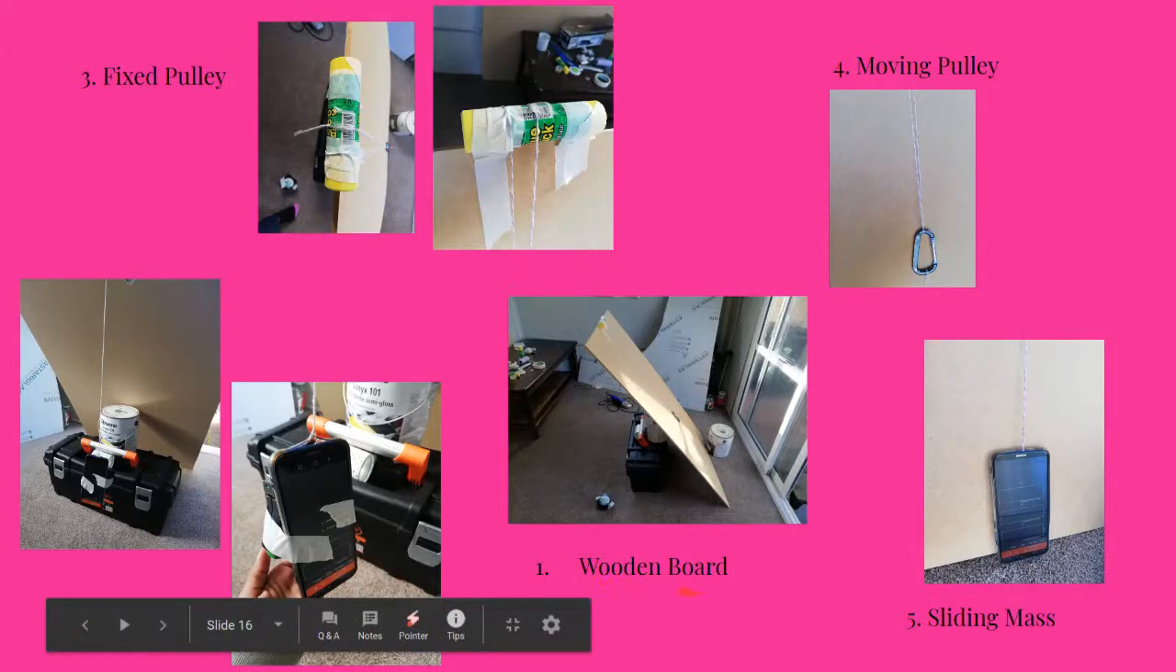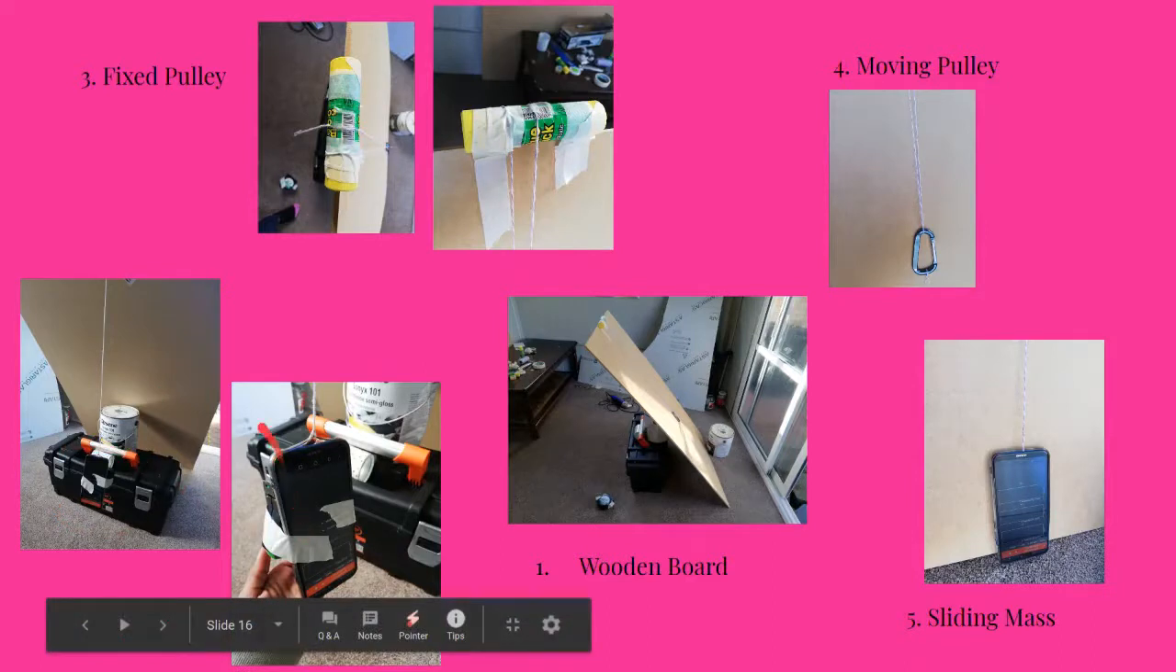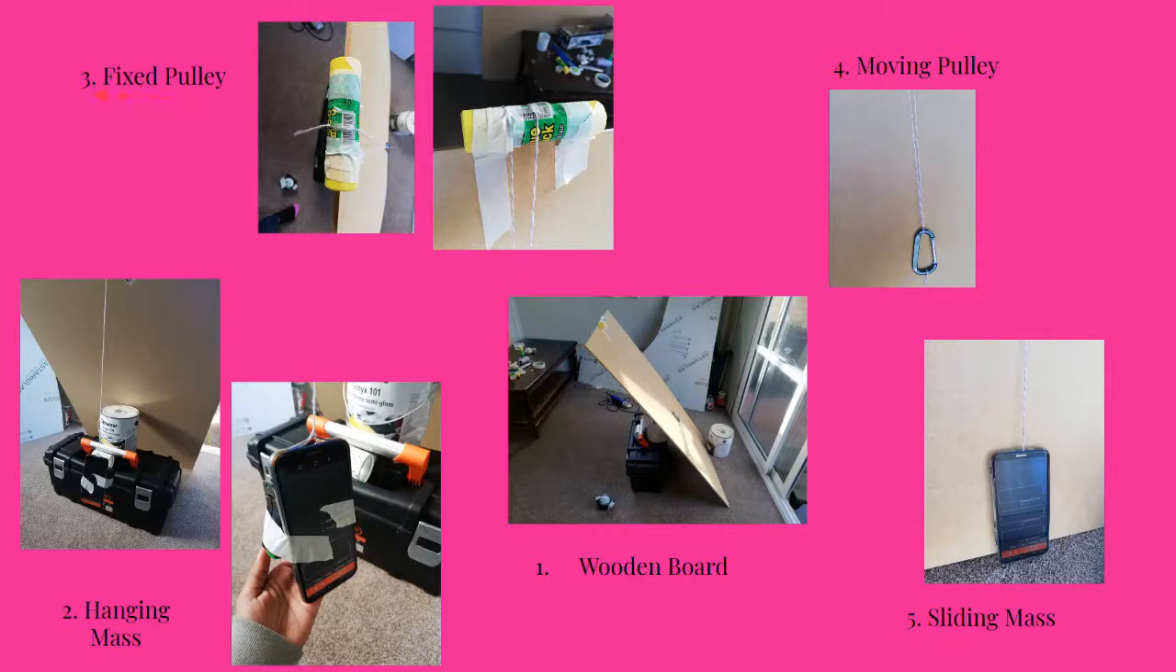These are the components of our second experiment. First is the wooden board. It provides a surface for the mass to slide across. There is friction between the board and the mass which must be accounted for in our calculations. Second is the hanging mass. The phones have similar mass, so an additional weight was added to the hanging phone to create a downward acceleration. In this case, we have used a tape measure.